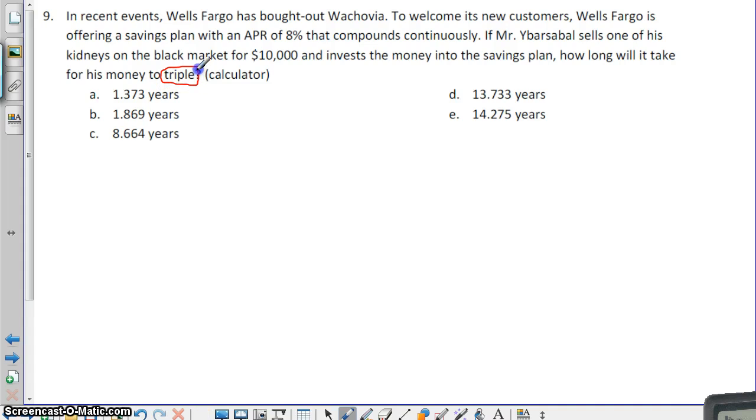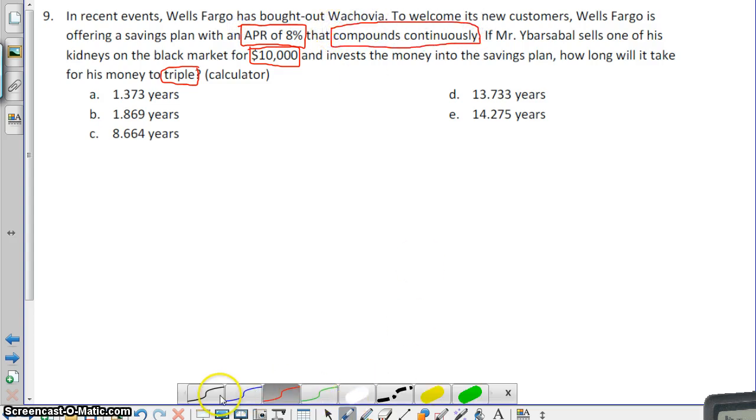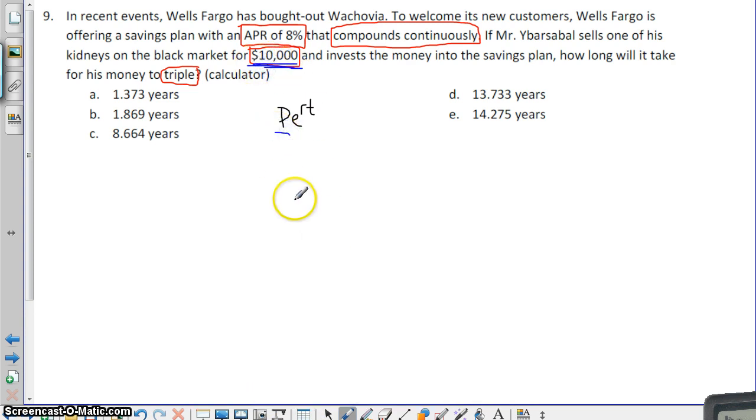So I want my money to triple. I'm investing $10,000, APR 8%, compounding continuously. Compounding continuously means that I'm going to be using PERT. Easy parts about this: initial amount, that's going to be my 10 grand from selling my kidney.